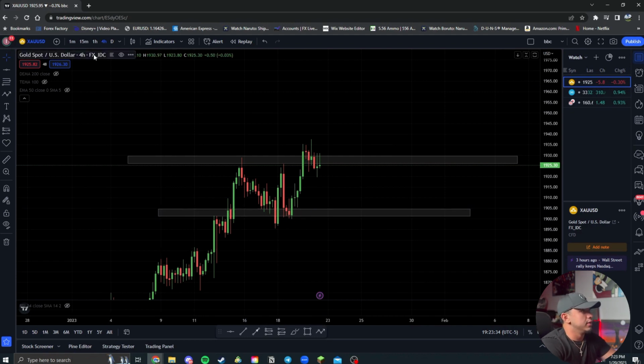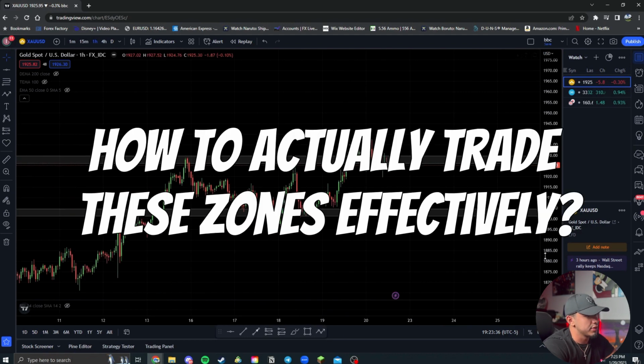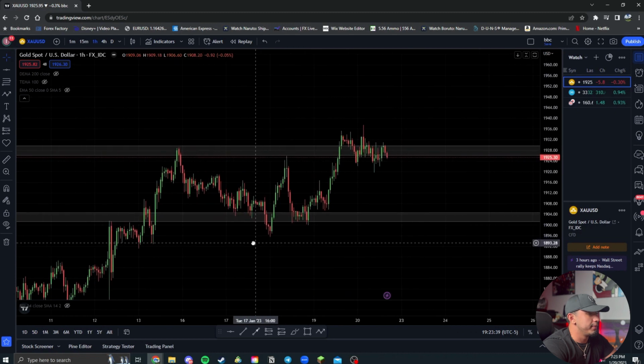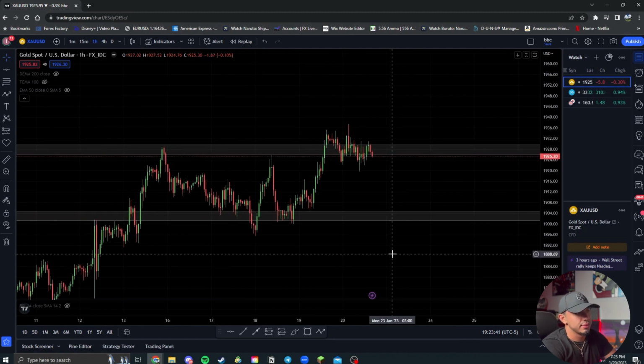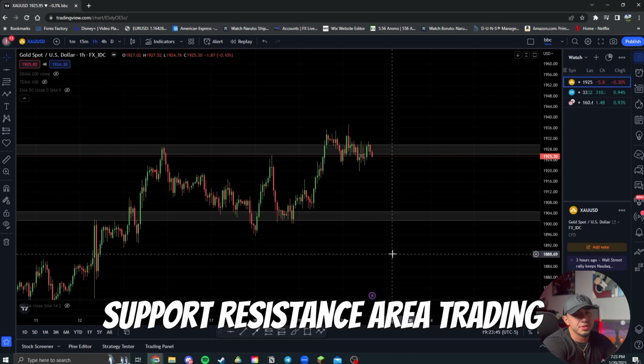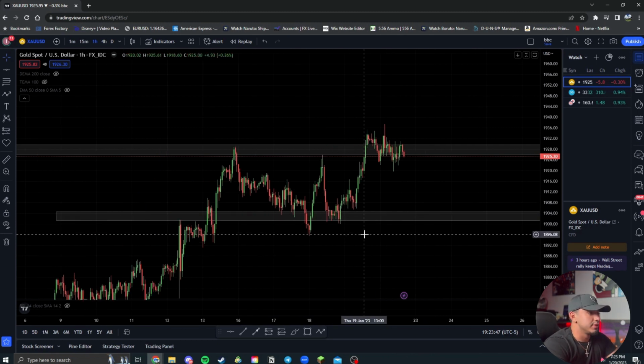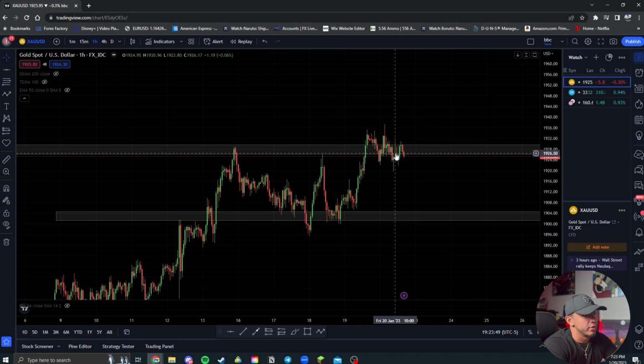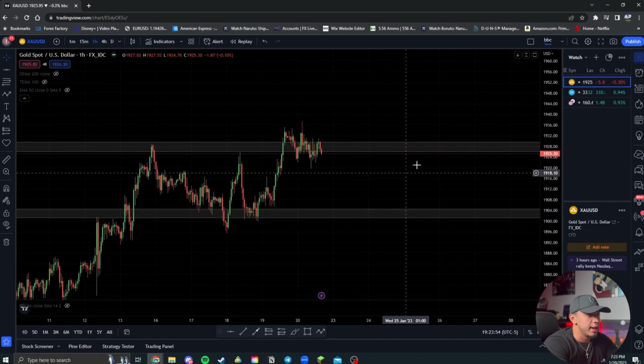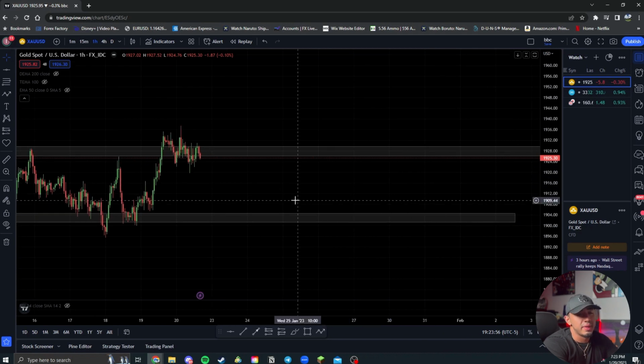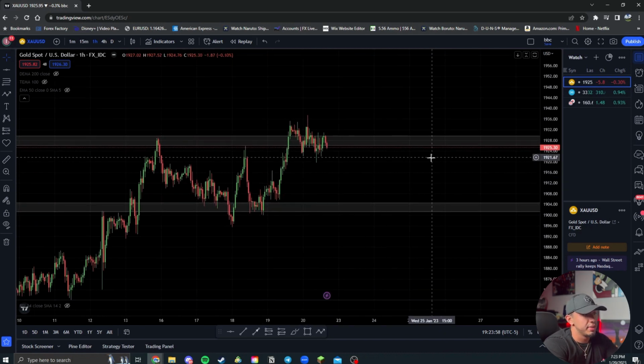Now, a lot of people must be wondering how to actually trade these zones effectively. The reason I usually just call it price action trading, or support resistance area trading, instead of supply and demand, is because it's exactly what that is, right? You have your resistance area up here, which could be your supply zone. You have your support area down here, which is another supply zone. And then everything in between is just your demand. Now, the thing about demand is you don't really want to be in the demand.